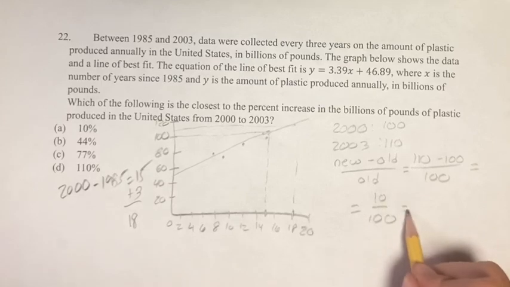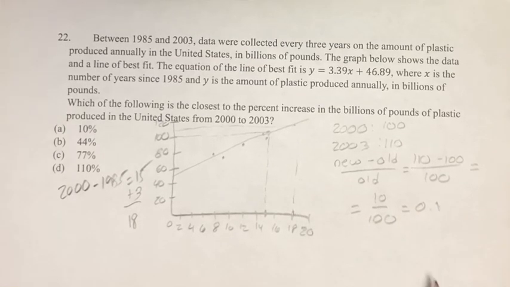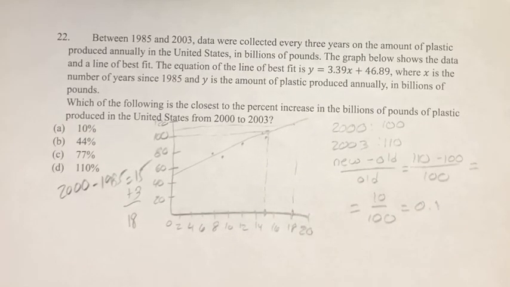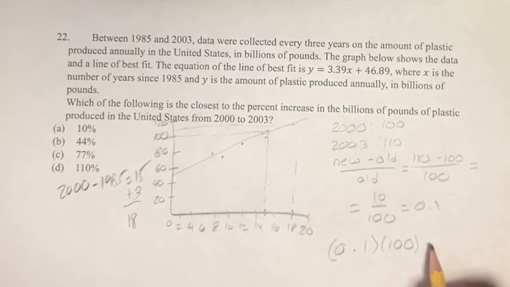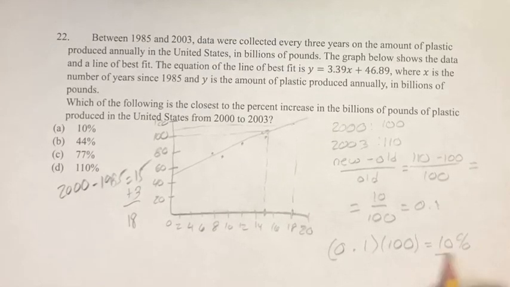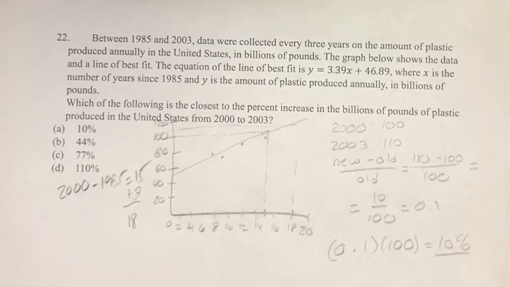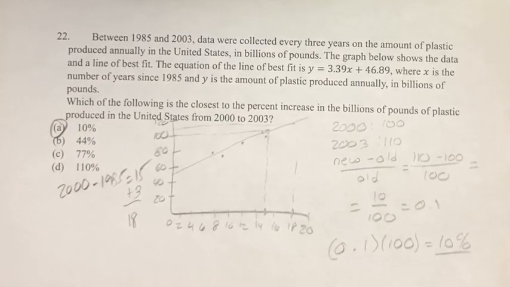And this is 0.1. So this is the proportional increase. This is not the percent increase. Percent is a number out of 100, so you have to multiply 0.1 by 100 to get the percent. 0.1 times 100 is 10%, which is going to be your increase from 2000 to 2003, which means A is going to be your final answer.